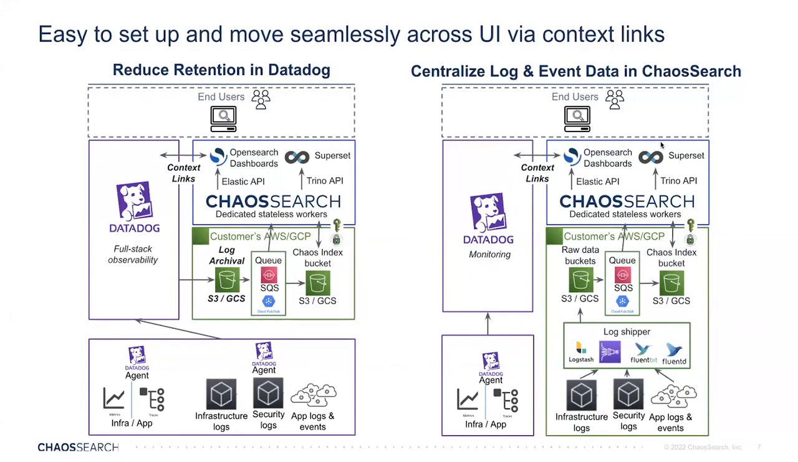You can analyze seamlessly the data in our console and move between the monitoring dashboards in Datadog and hunting, discover pane in open source dashboards, or even Superset in the Chaos Search console. So your users can have a seamless user experience. And with that, I'm going to pass it on to Bob, who can show you all of this, from setting up Chaos Search to how you can leverage it via open source dashboards and Superset, and how you can integrate it with Datadog to make this experience seamless.